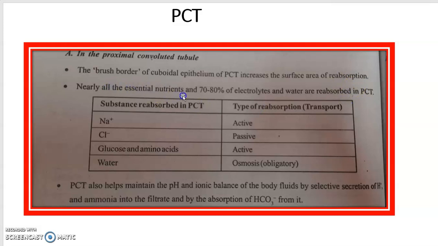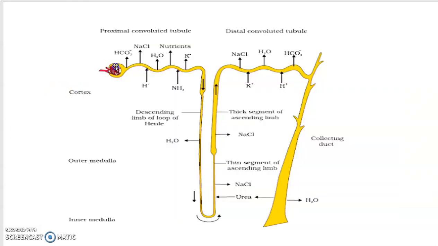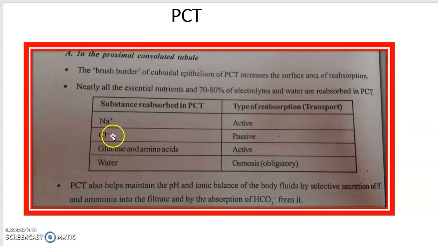Nearly all the nutrients, glucose, amino acids, vitamins, how much electrolytes? 70 to 80% of electrolytes and water are reabsorbed where? In the PCT. How are they absorbed? This was given in a previous NEET exam. Reabsorb Na+, I told you earlier, reabsorb means the arrow coming out. Na+ is absorbed by which process? Active process. Cl- by passive process. Glucose and amino acids by active process. Water by osmosis. The water reabsorption that occurs here is obligatory reabsorption.